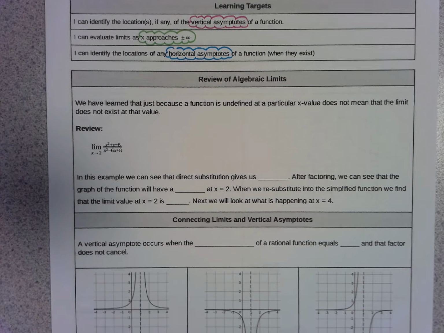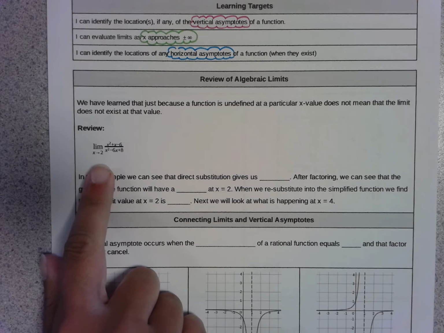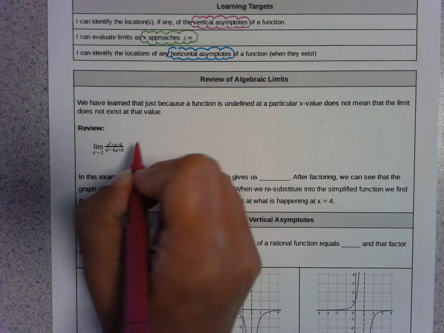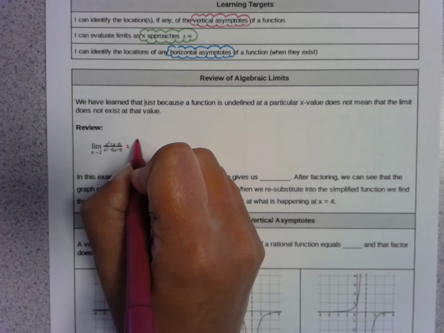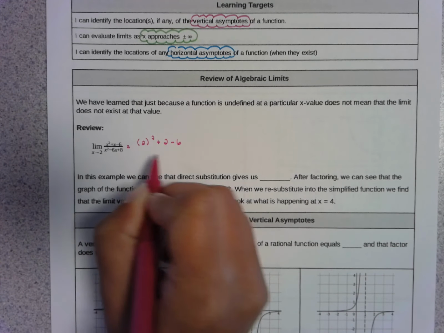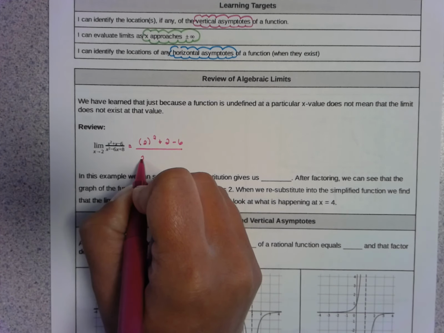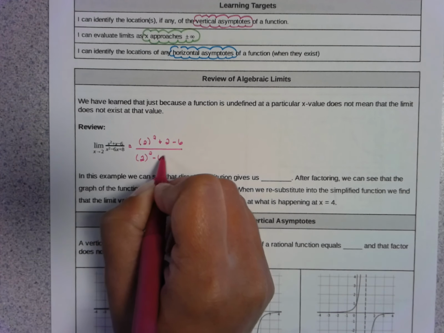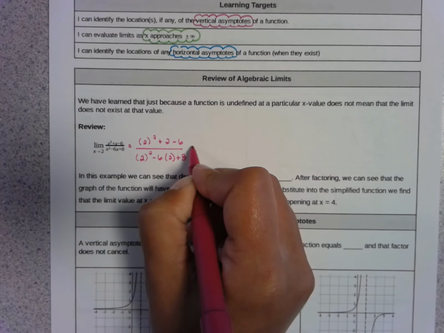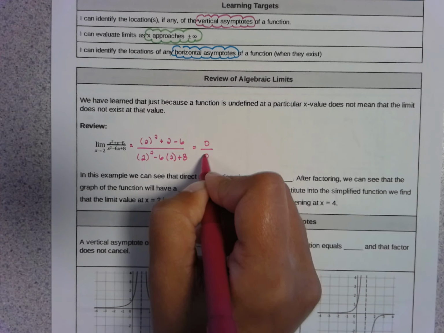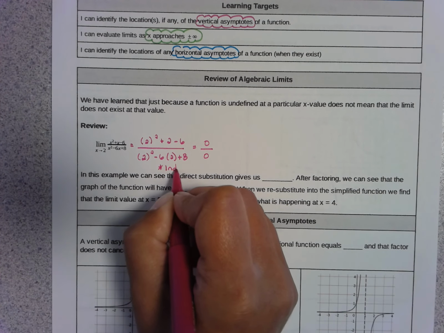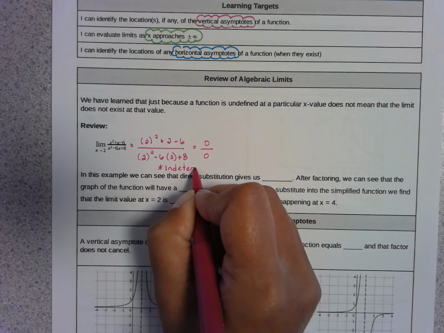For example, if we were to try to evaluate the limit given here, our first step would be to try direct substitution. Now, if we try direct substitution, we're going to get 2 squared plus 2 minus 6 over 2 squared minus 6 times 2 plus 8. If we simplify the numerator, we get 0, and if we simplify the denominator, we get 0. So we said that this is what is called an indeterminate form of a limit.